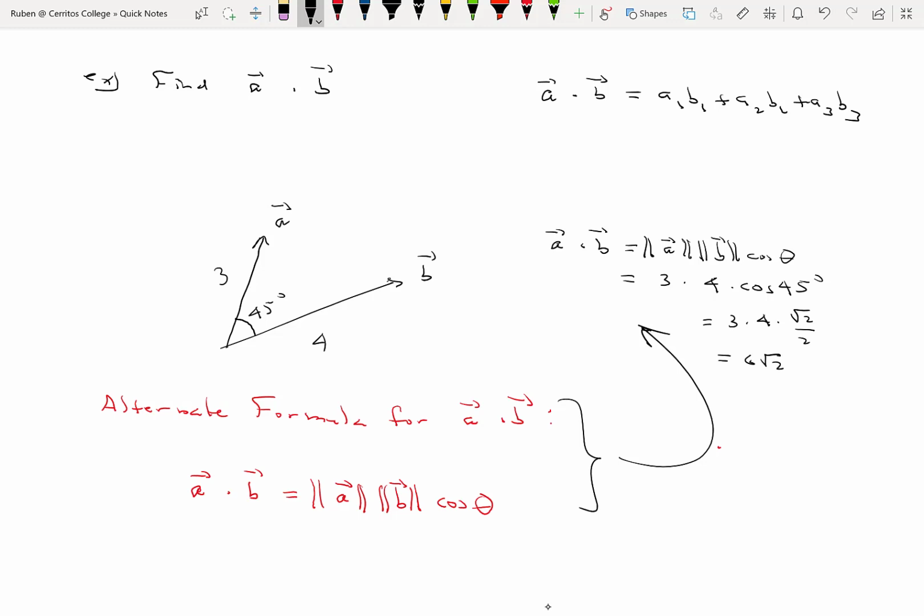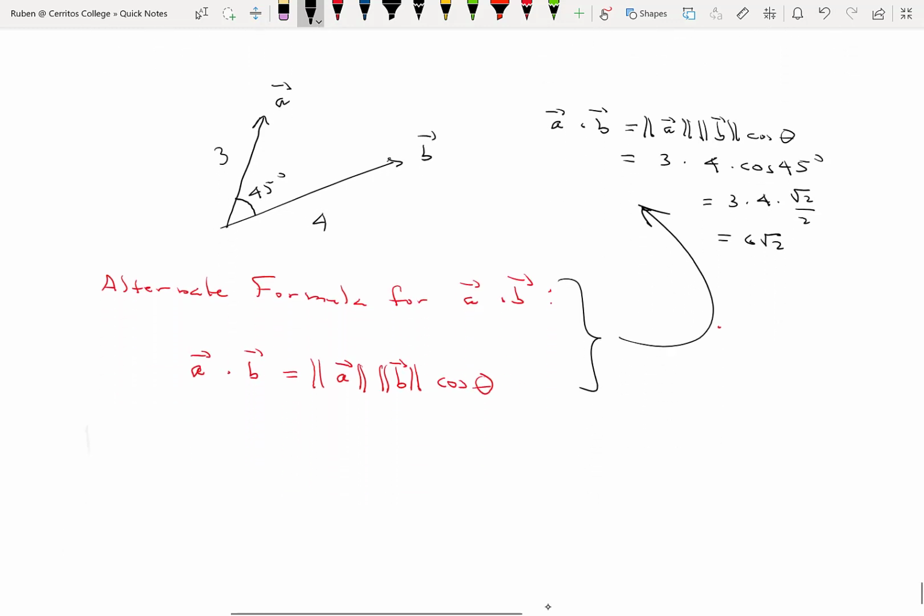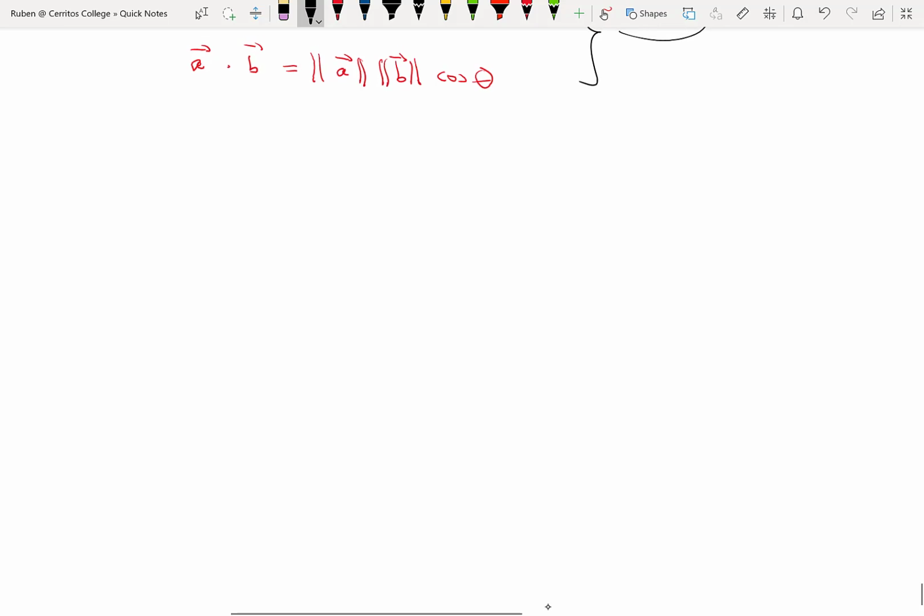Just checking to make sure I believe what I wrote. Yeah, 6 radical 2. We don't have to bother with finding components of A. Very, very important. So there are a whole bunch of important uses for the dot product or the scalar product, but here's another really, really powerful one.